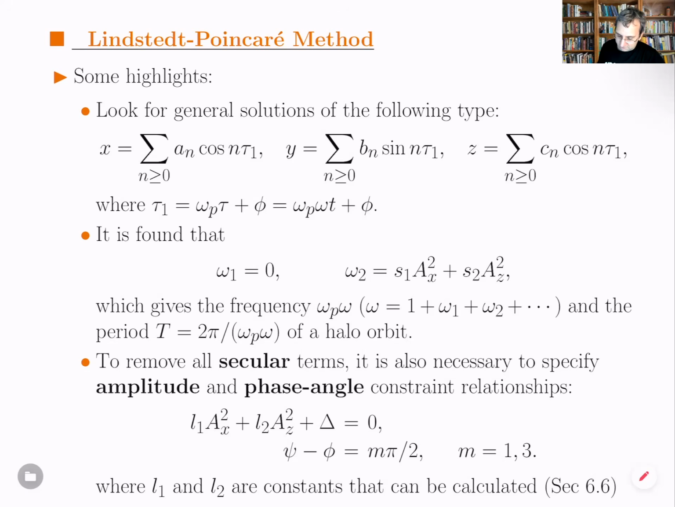So as part of the procedure, what you find is that there's a relationship between the x and z amplitudes, as well as that delta parameter. And so l1 and these little l1 and little l2 are constants that can be calculated. And I've got all those details in section 6.6 of the book.